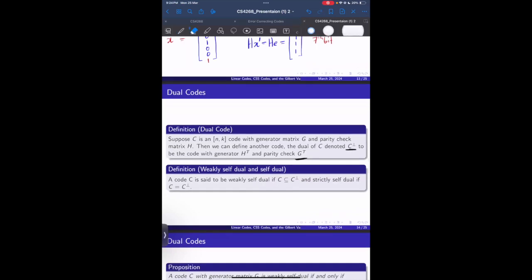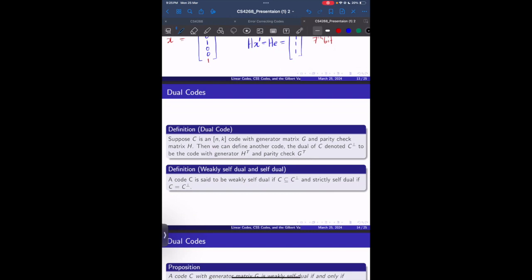So let's talk about dual code. For an [n, k] code C, the dual code is obtained by taking the transpose of the parity check matrix as the generator, and the transpose of the generator matrix as the parity check. We say that code C is weakly self-dual if C is a subset of C perp, and strictly self-dual if C equals C perp.